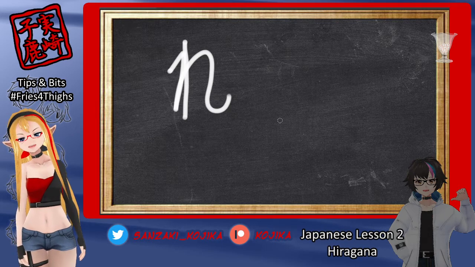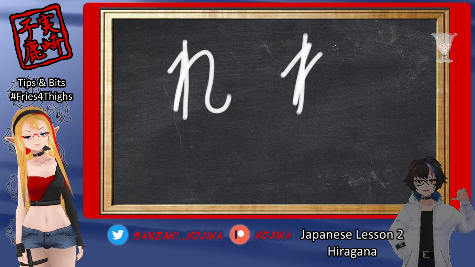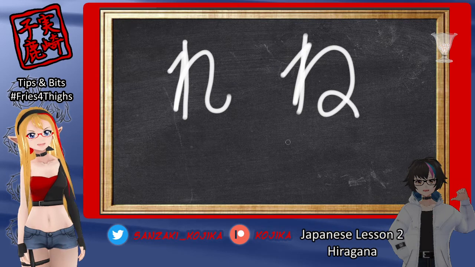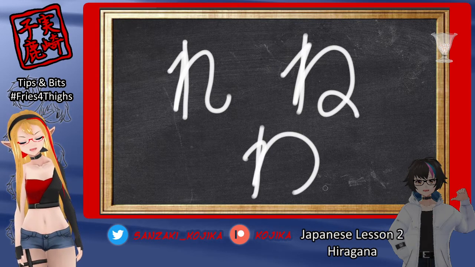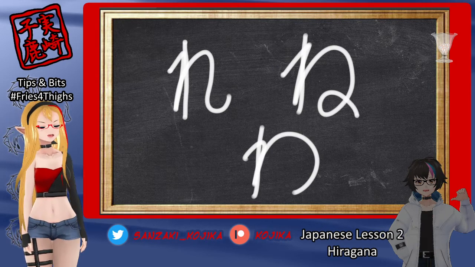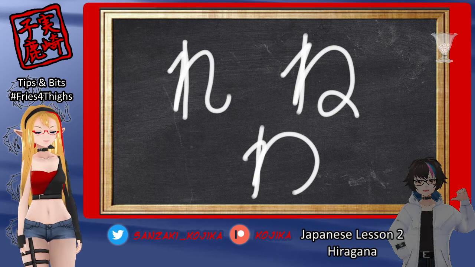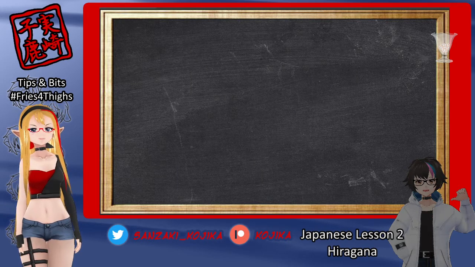For re, you need to come up at the end. For ne, you circle down at the end. Wa is different. We haven't gone over wa yet, but see how similar these all look? So keep that in mind.